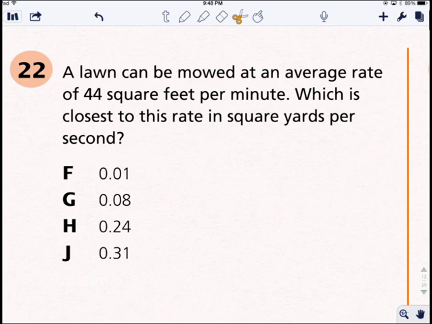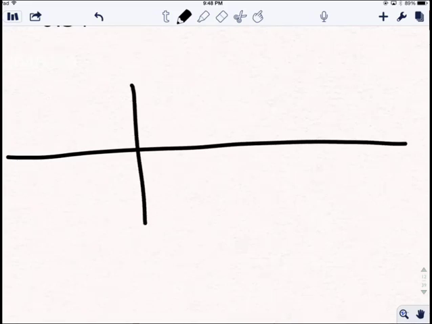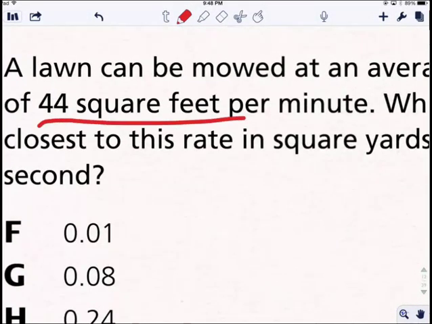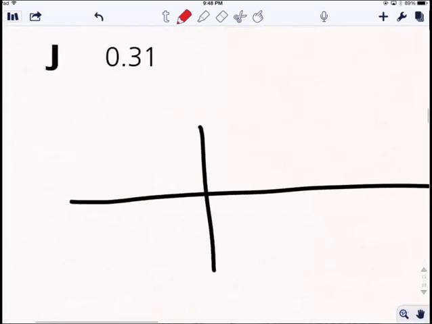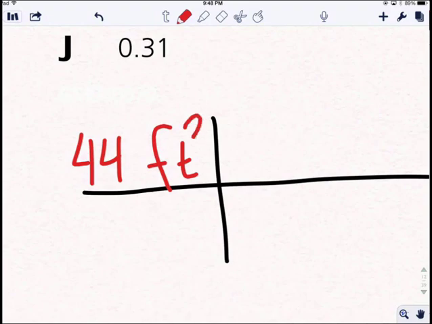22. A lawn can be mowed at an average rate of 44 square feet per minute, which is the closest to this rate in square yards per second. I hope that this screams out to you that we need to use train tracks. Choo-choo! I know how much everybody loves train tracks. So let's figure out how to set this up. We want to convert from 44 square feet per minute. So the way to plug that into train tracks is 44 feet squared per minute.